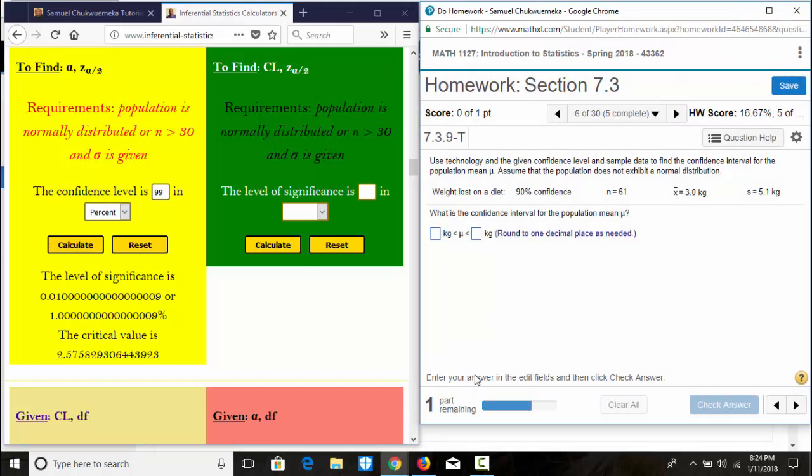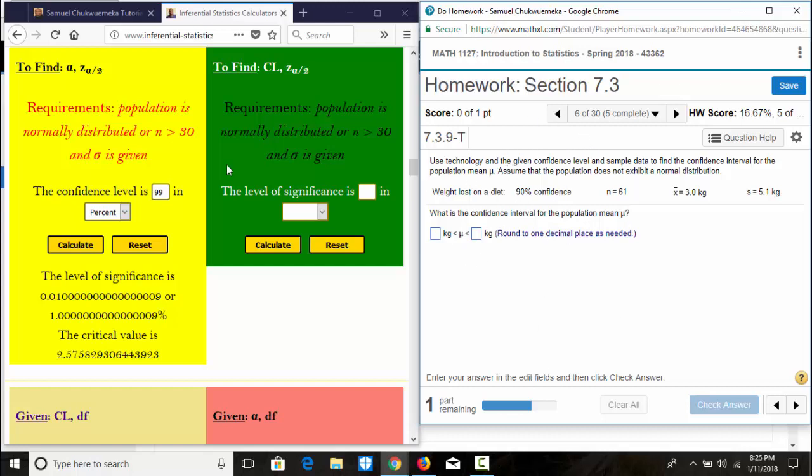Question 6. Use technology and the given confidence level and sample data to find a confidence interval for the population mean. Assume that the population does not exhibit a normal distribution. So the population is not normally distributed. However, the sample size is 61. The sample size is greater than 30. So we can still go ahead and construct a confidence interval for the population mean.